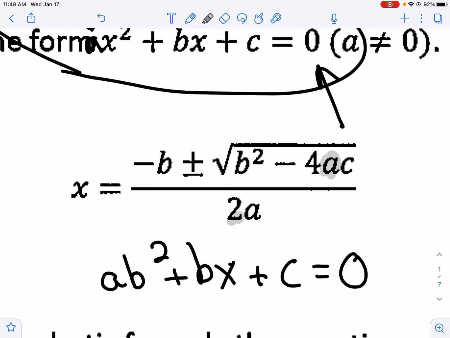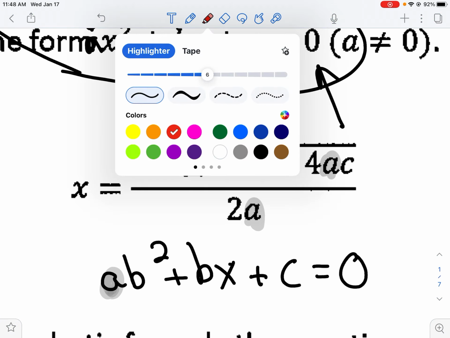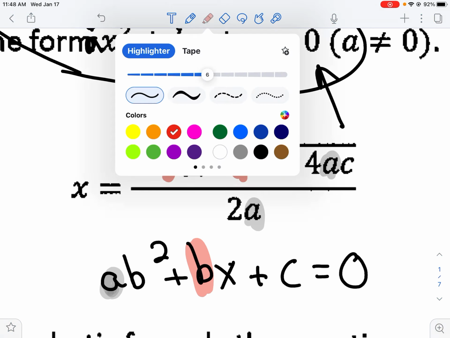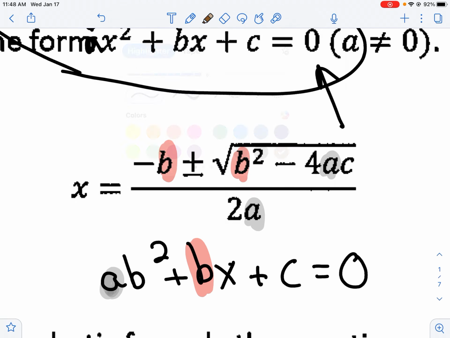So all you're going to do when you do these is plug in A there, plug in B there. When you square B, even a negative, it's always going to give you a positive as the first number in the radical. And you plug in C there. That's what you're doing for all these problems. You can plug them into this formula to solve a quadratic equation.